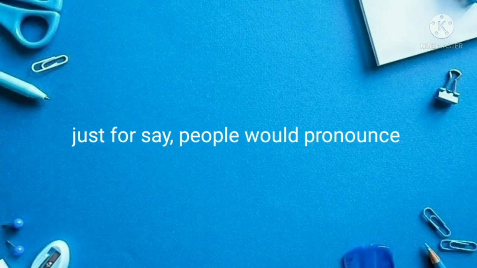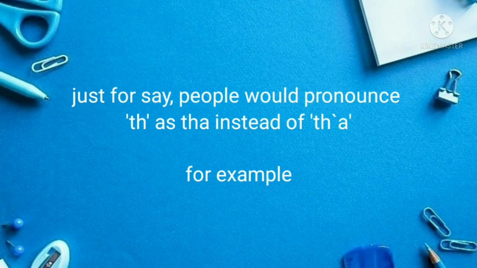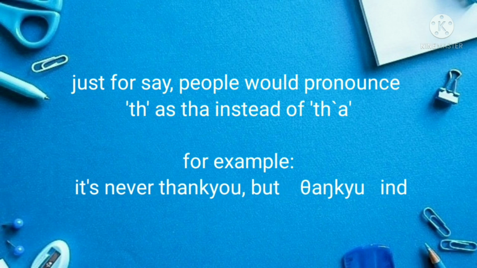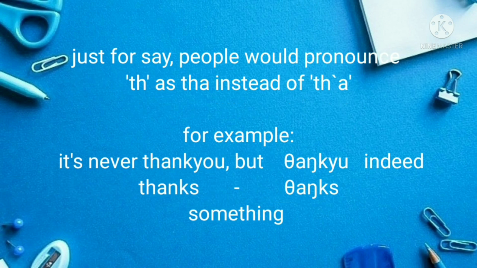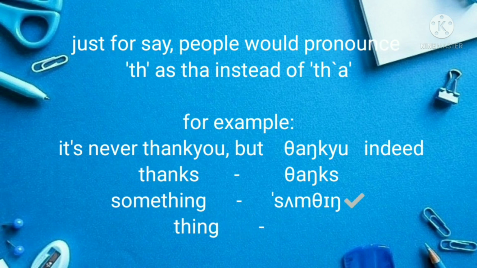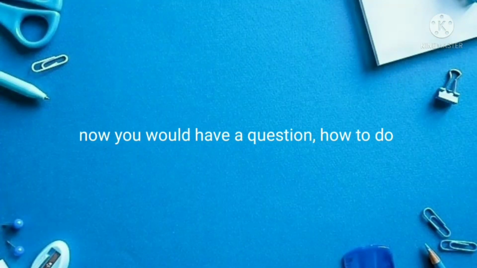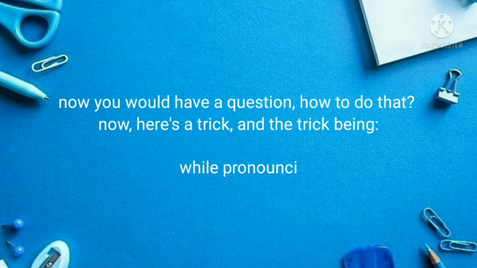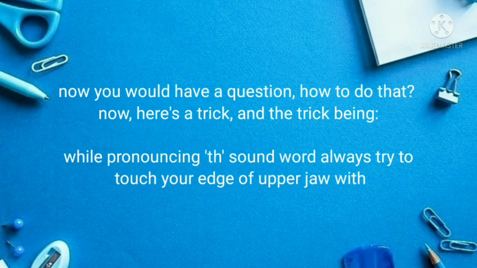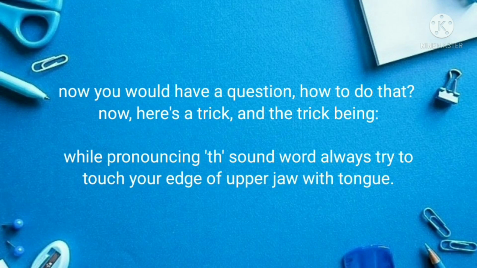Just to say, people would pronounce TH sound words incorrectly. For example, it's never thank you, rather it's thank you. It's never thanks, it's thanks. It's never something, it is something. Like the way it is never thing, it is thing. Now you would have a question how to do that. That's pretty simple. Always before pronouncing a TH sound word, always try to touch the edges of your upper jaw with your tongue rather than just amalgamating them.